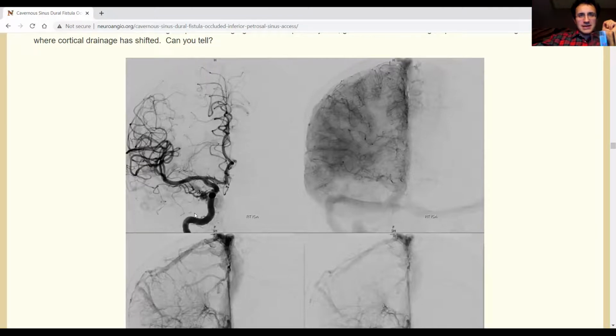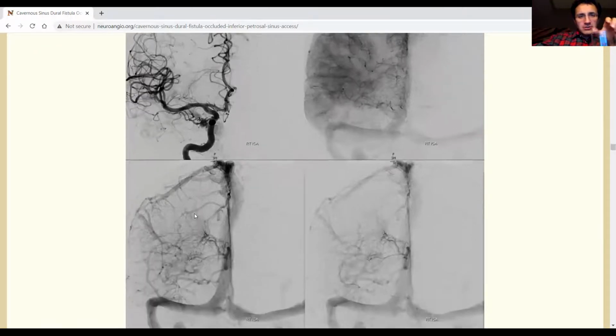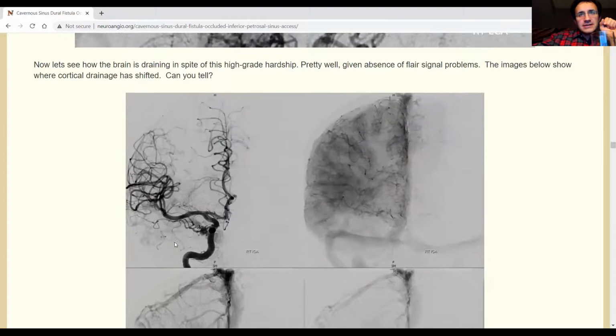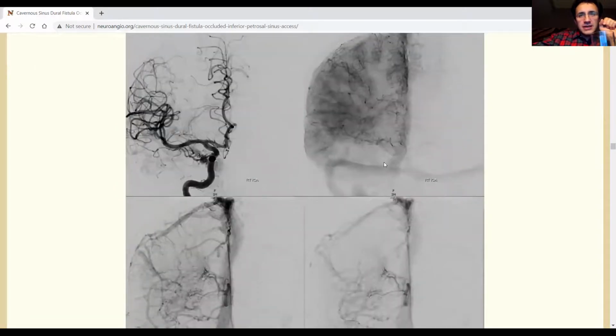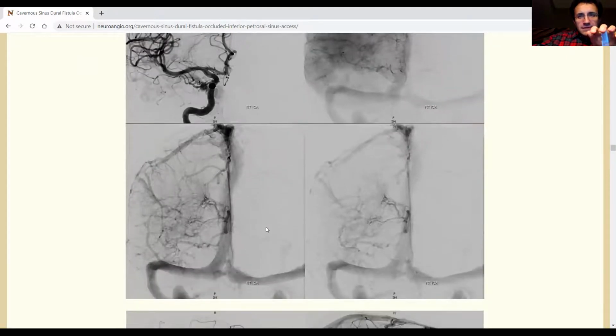But of course, this allows us to see what the venous drainage is. And look at this. It's a very interesting thing. When you look at this venous drainage, this is the parenchymal phase. And when you see the venous phase, look at what you're starting to see. Look at all of these veins. You see these transmedullary veins coming into the tributaries of the internal cerebral vein and thalamostriate system.